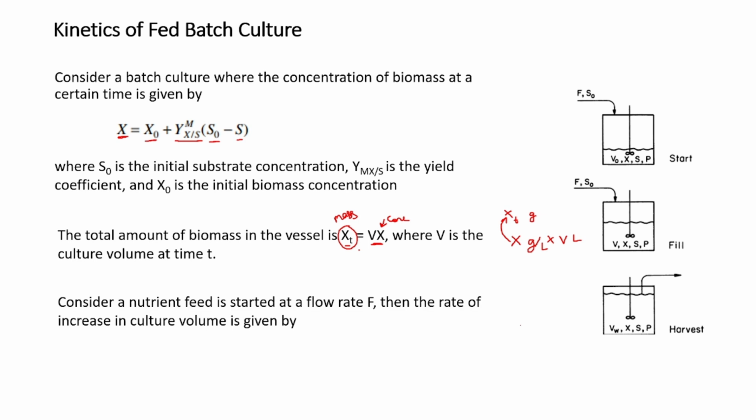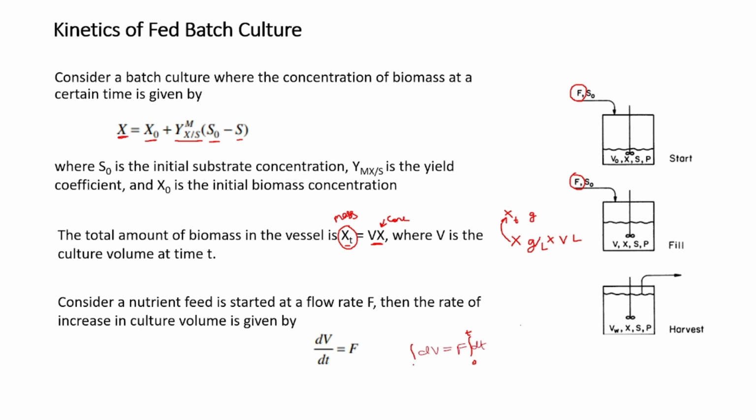Consider a nutrient feed started at a flow rate F, then the rate of increase in culture volume is given by dV/dt. On the right hand side you can see you are feeding the substrate at a feed rate of F. This will result in a change in volume, right? So the change in volume is given by the flow rate, so dV/dt is equal to F. We can integrate this expression. So dV will be F dt. Suppose we integrate this between 0 to t, and here we integrate it between 0 to V.